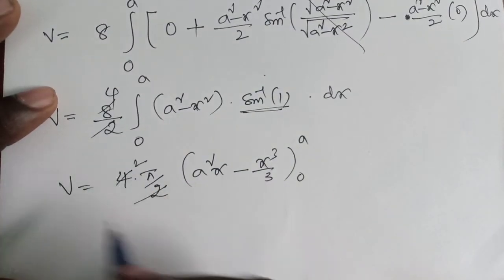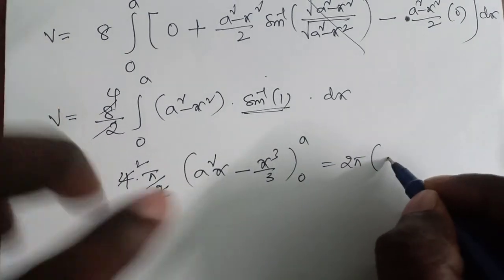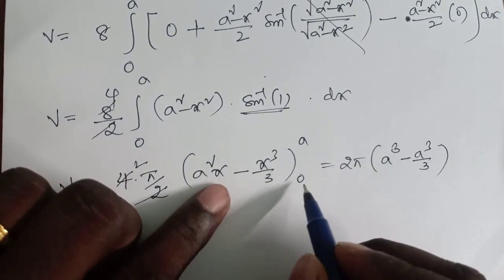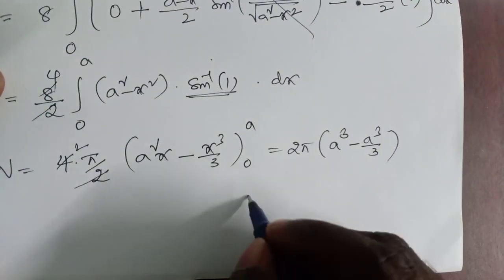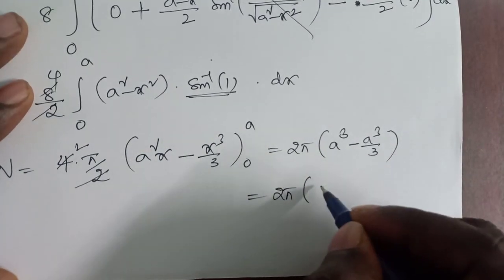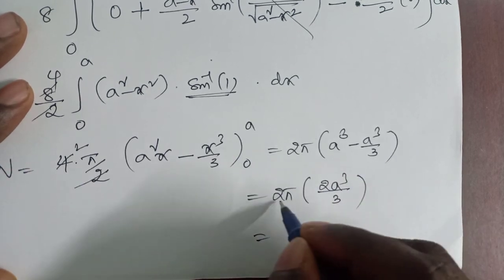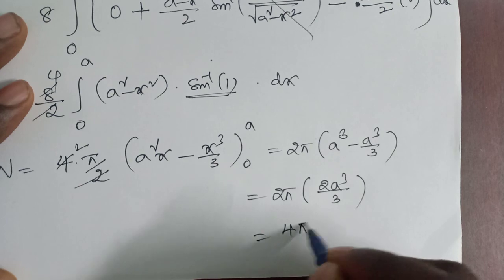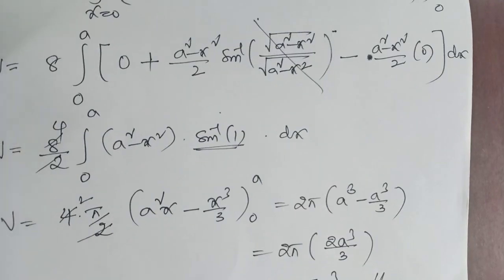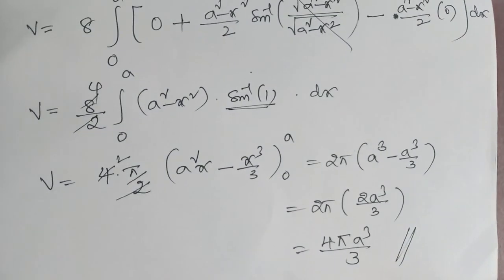Now the 2s get cancelled, so 2 pi times, now substitute the upper boundary: a square into a is a cube, minus a cube by 3. Coming to the lower boundary 0, no need to substitute. So 2 pi times a cube minus a cube by 3, which is 2a cube by 3. So 2 times 2 gives 4 pi a cube by 3. This is the final answer, the volume of the sphere by using triple integral. Okay students, thank you.